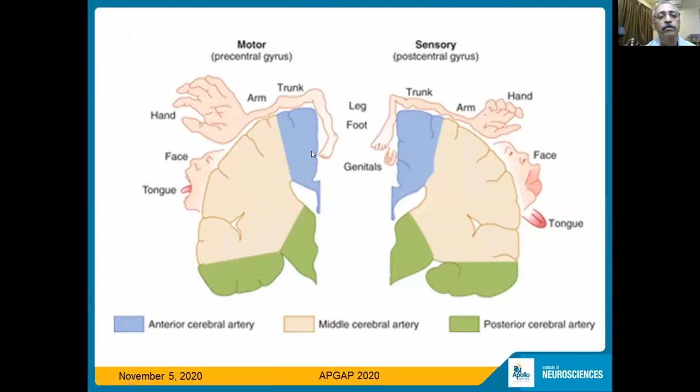This is a representation of the distribution of the territories by the various arteries. This is the anterior cerebral artery, this is the middle cerebral artery, and this is the posterior cerebral artery. Now, it is important to know the homunculus at this point, because whenever the anterior cerebral artery is affected, or there's a stroke of the middle cerebral artery... The anterior cerebral artery supplies the foot and the lower limbs. So whenever there is a stroke here, we get weakness of the lower limbs, and with an MCA territory stroke, we get weakness of the upper limb on the opposite side.